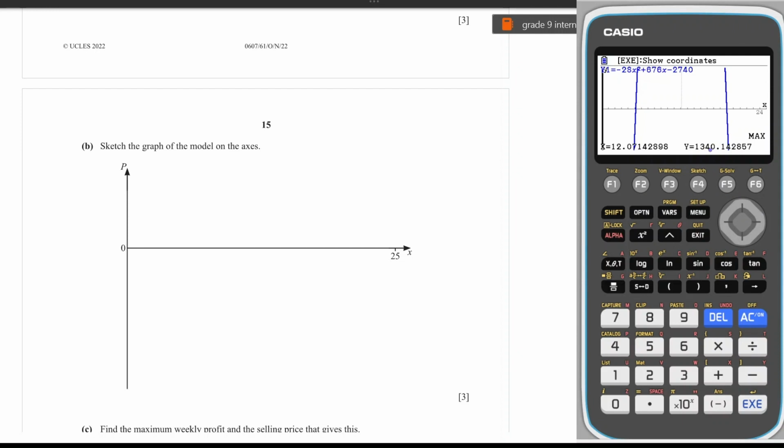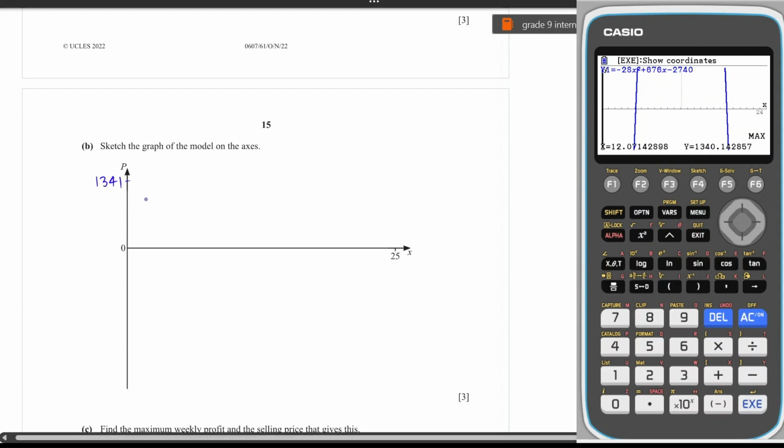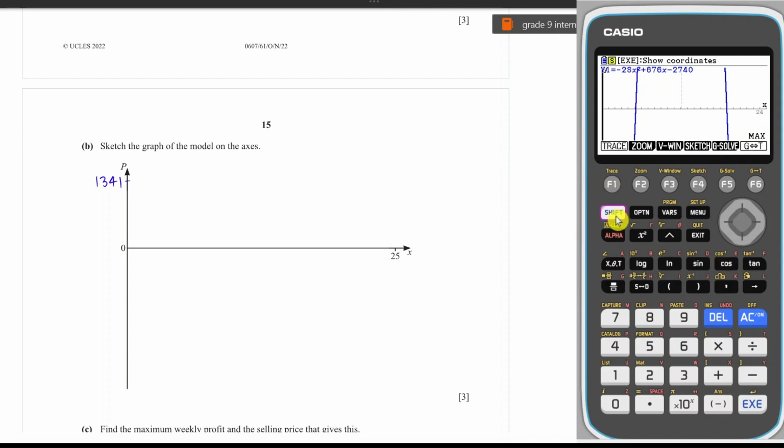So I'll just scale that also. Let's say this is 1341. I'll keep that as my maximum. Let's check the minimum also, or at least the y-intercept. Because it's a parabola, you won't have a minimum, but what's the y-intercept? That's minus 2740. So let me just roughly keep this negative 2740. Okay, so I think this will help now.